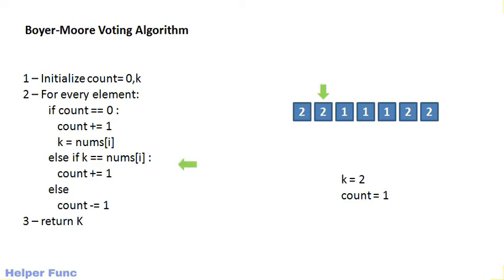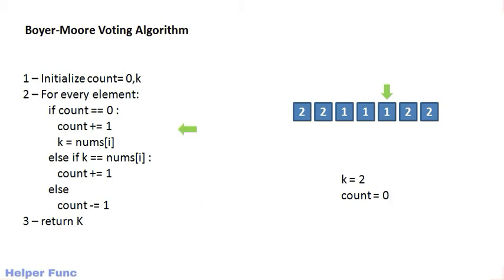Now in the next step, as count is not equals to 0, we will move to the second condition, and because k is equals to 2, count will be incremented by 1, which makes it 2. Now in the next step we have element 1, and because it is not the candidate majority element, my count will decrement by 1, which makes it 1. Again the same thing will happen, and this time my count will become 0.